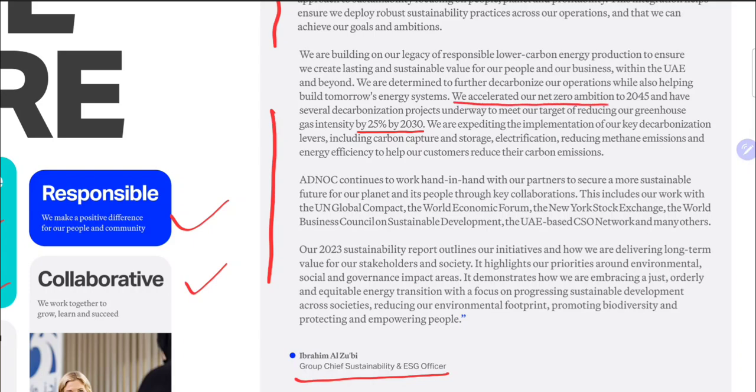So we accelerated our net zero ambition to 2045 and have several decarbonization projects underway to meet our target of reducing our greenhouse gas intensity by 25% by 2030. So this detail is available here, and what he is saying, our 2023 sustainability report outlines our initiatives and how we are delivering long-term value for our stakeholders and society. So of course, the key stakeholders have been identified and prioritized. So we will see those details in the report. It highlights our priorities around ESG impact areas. So what are the impact areas? Those also we will see in the report.